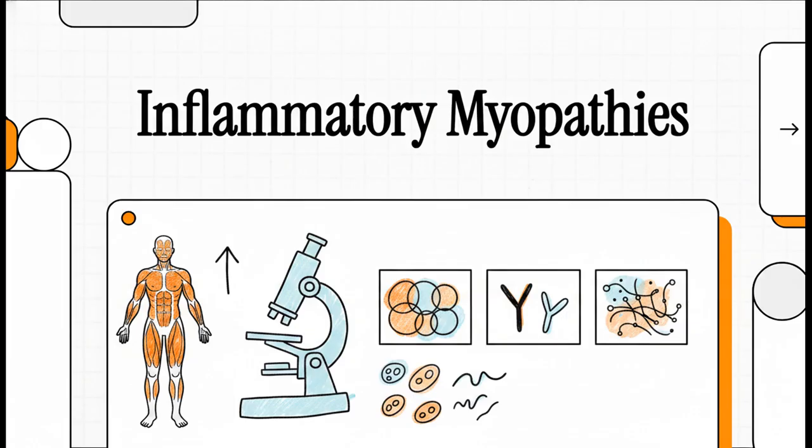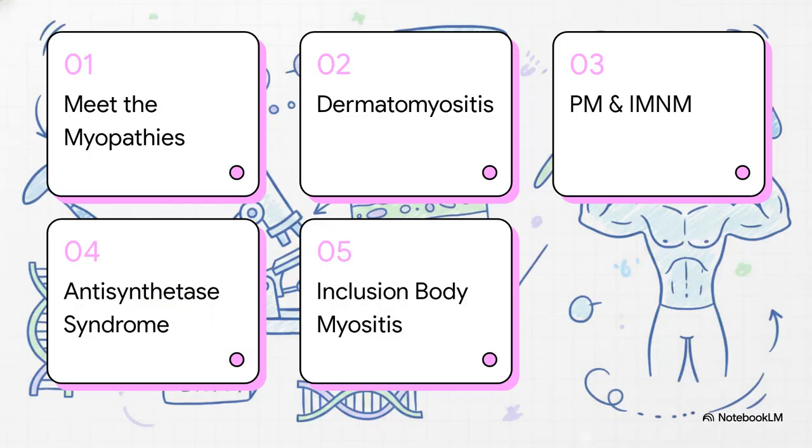We're taking it all the way from outward clinical symptoms right down to definitive microscopic muscle biopsies. We'll break down the clinical spectrum, those highly specific autoantibodies, and the histopathologic hallmarks that literally define these distinct diseases. Let's get into it. Here's our roadmap for today. We'll start by meeting the myopathies, then dive into dermatomyositis, polymyositis, and necrotizing myopathy, tackle the anti-synthetase syndrome, and finally wrap up with inclusion body myositis.